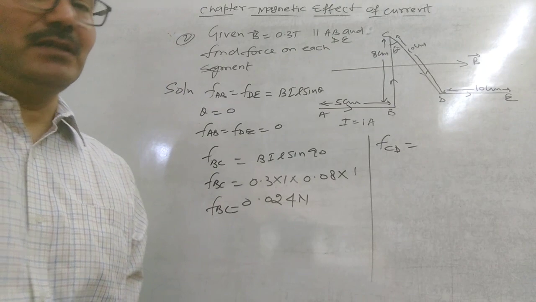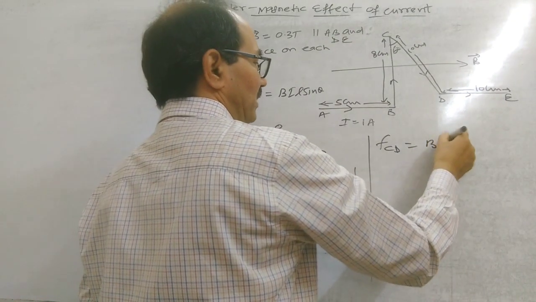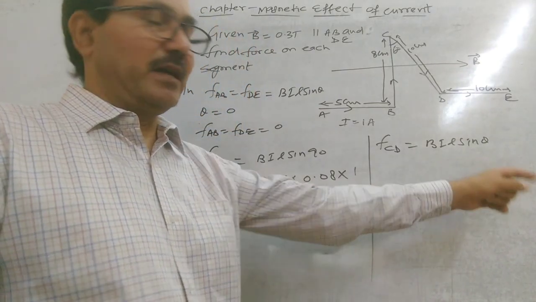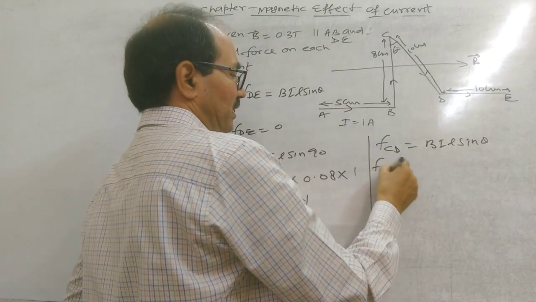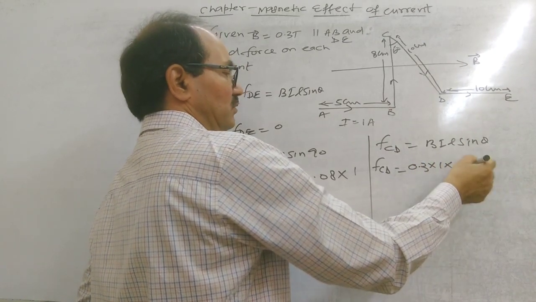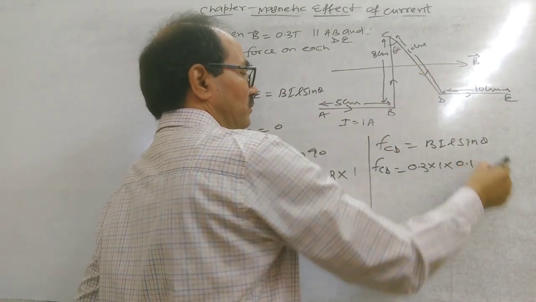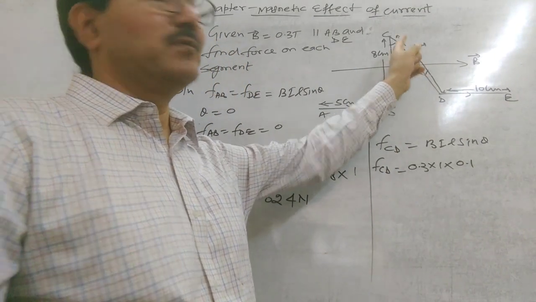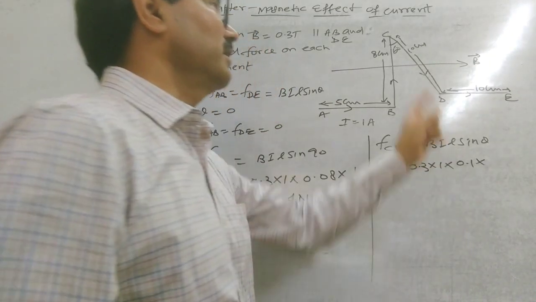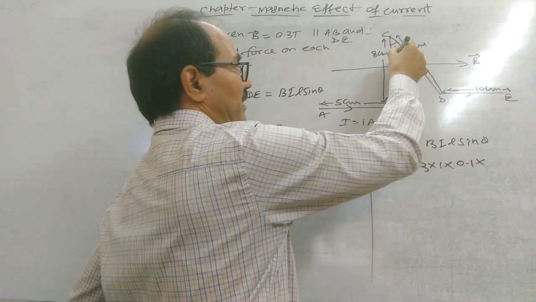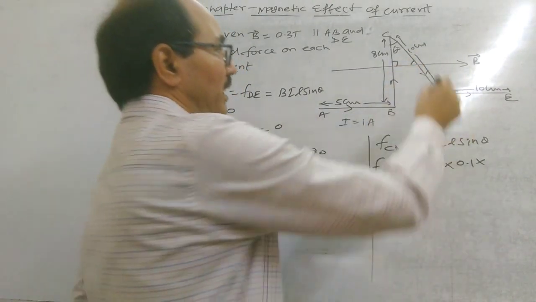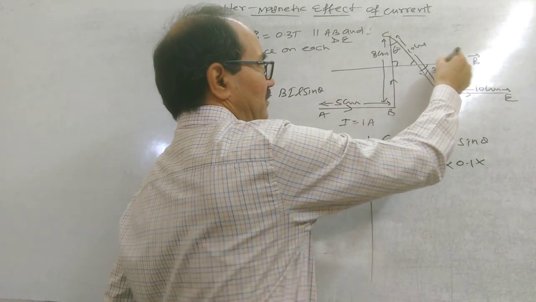We need the force on CD. The formula is the same, BIL sin theta. So this force F_CD is equal to B value 0.3, current is 1 here also, and length is 0.1. This is 10 centimeters and the length is 0.1. And now the angle, see, this angle is 60 degrees. Here this is 90, therefore this is 30 degrees, and this also 30 degrees here, right?